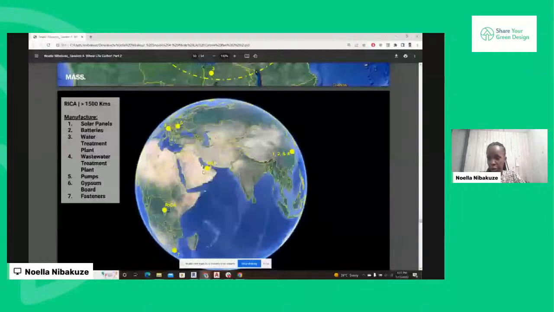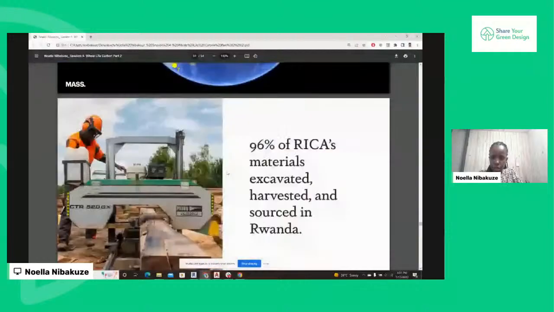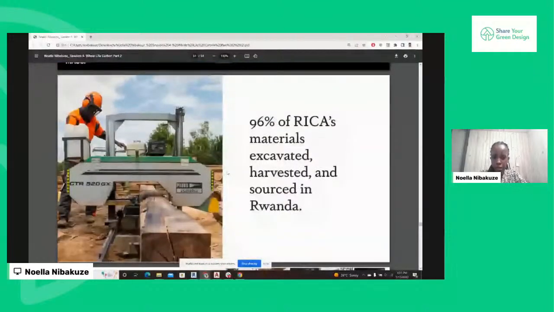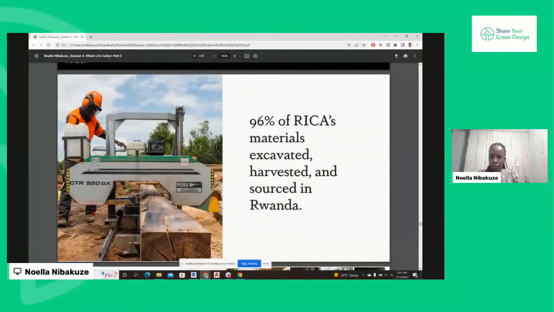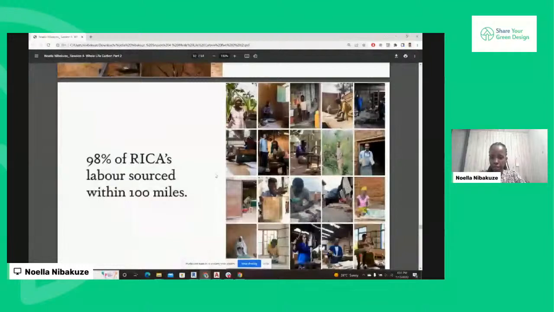We had solar panels and batteries that came a little bit further. The whole campus is using solar energy, which I will touch on a little bit later. As a result, 96% of Rika materials were excavated, harvested, and sourced in Rwanda. And not only that, 98% of Rika's labor was from around the Bugesera area. I mean, the east of Rwanda area, not East Africa.